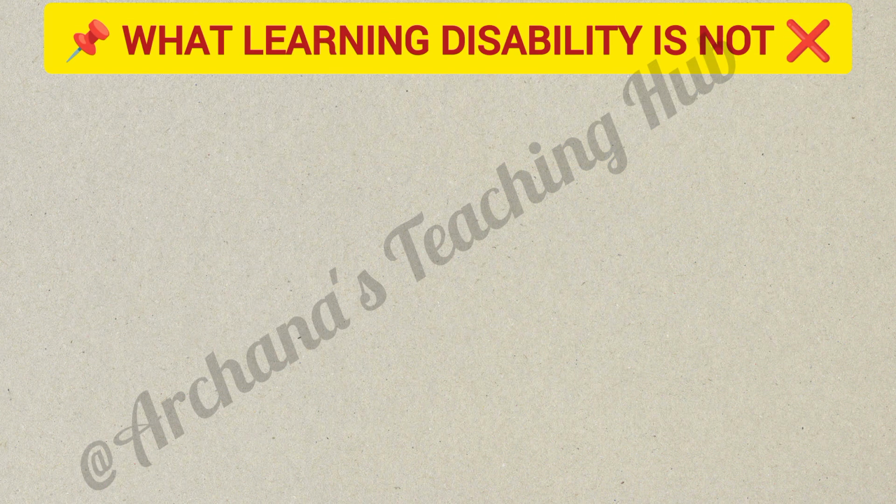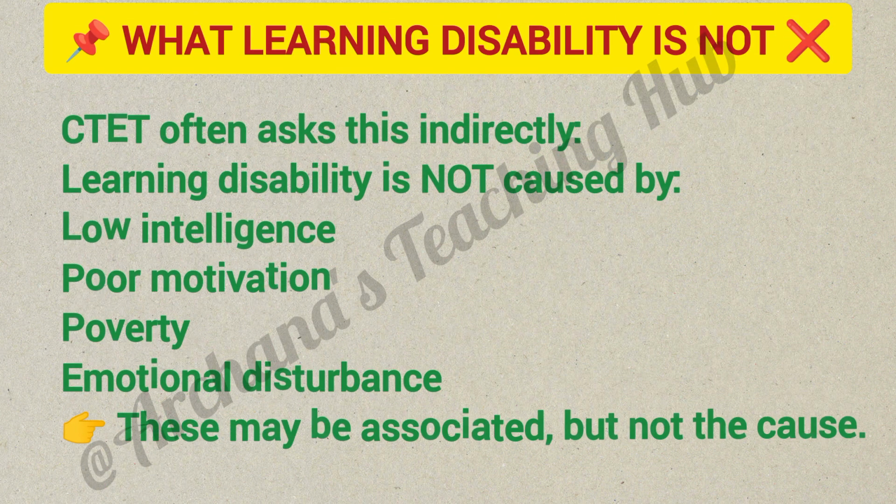What learning disability is not. CTET often asks this indirectly. Learning disability is not caused by low intelligence, poor motivation, poverty, or emotional disturbance. These may be associated but are not the cause.